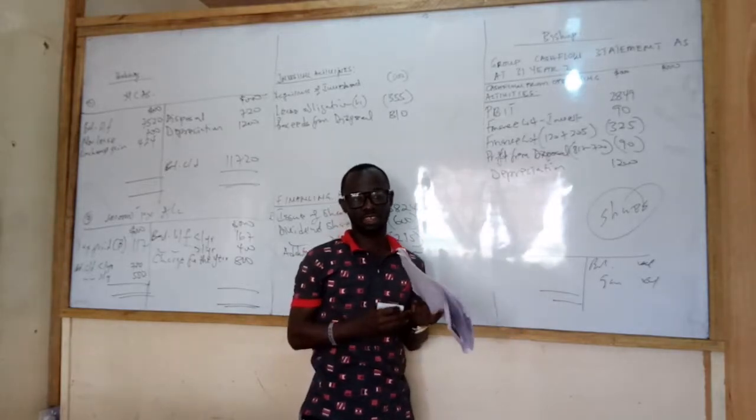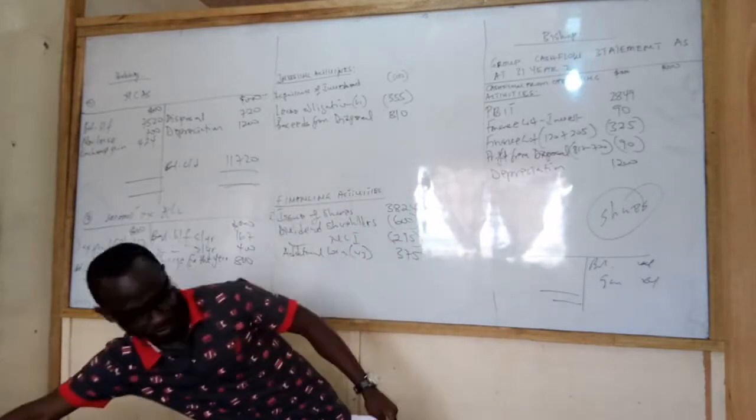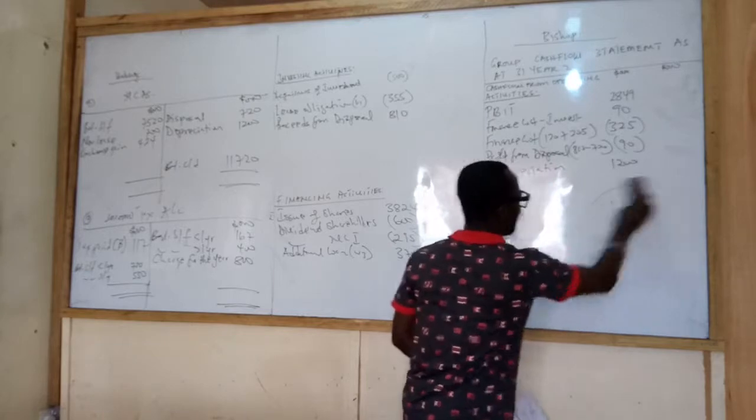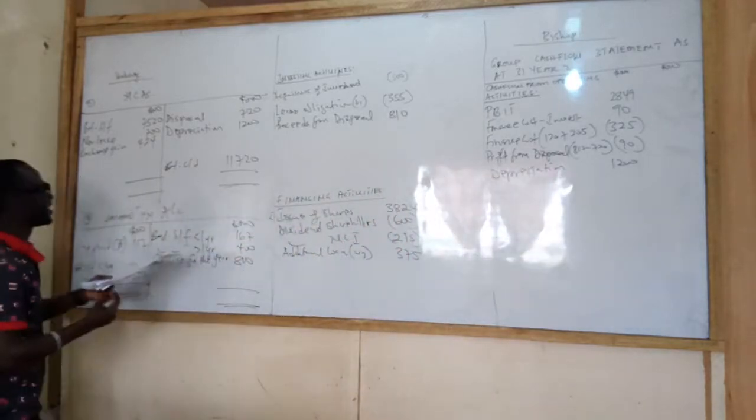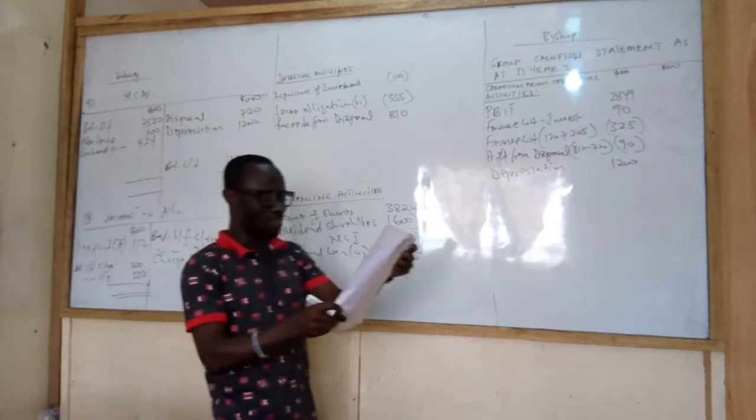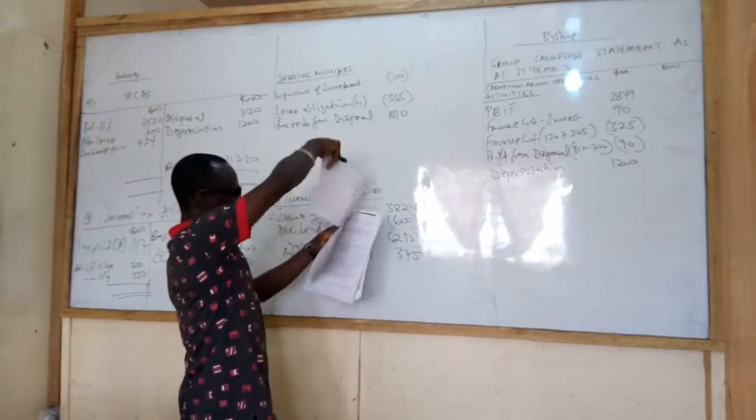Because the gain is a non-cash item. Yes, you have to subtract it from the proceeds. So let's just rely on this particular question. No, don't do that. What I'm saying here about the gain is that we get a similar one like this.